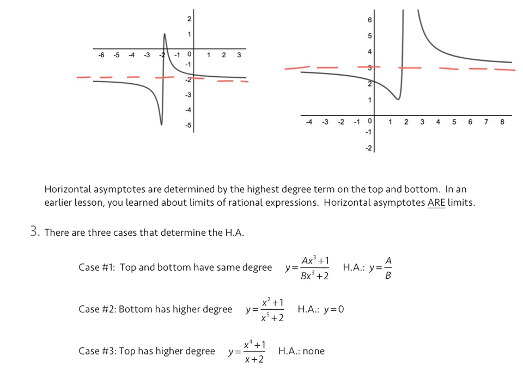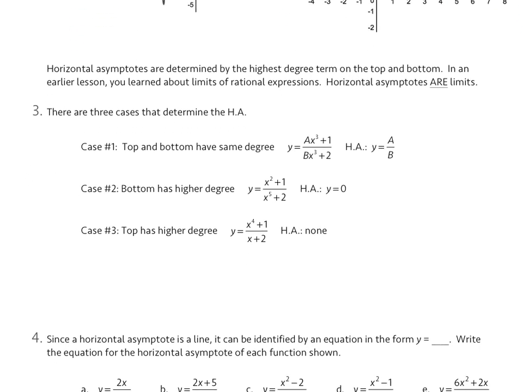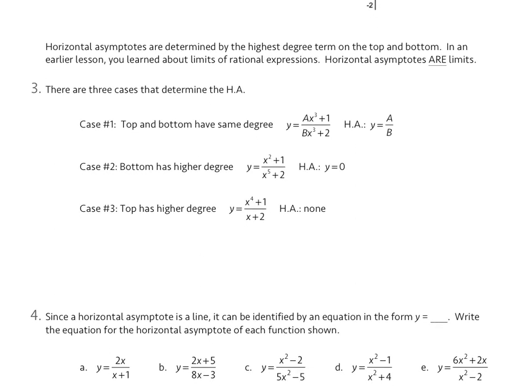As you learned earlier this year when you were learning about limits, horizontal asymptotes are determined by the highest degree term on the top and the bottom. There are 3 cases. Case number 1, the top and bottom have the same degree. In this case, the horizontal asymptote is the ratio of the coefficients, y equals a over b.